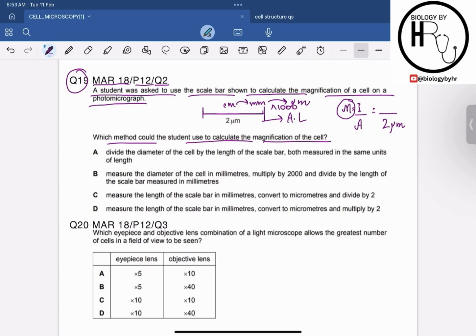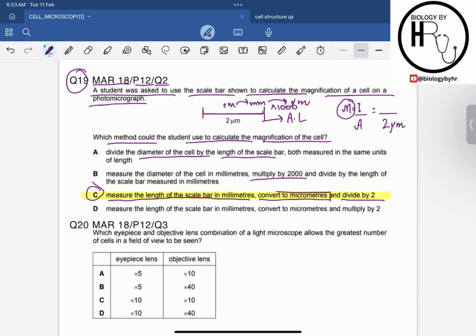I think I have seen the correct answer, which is measure the length of the scale bar in millimeters and then convert it into micrometers and divide it by 2, right? We will convert the image length into micrometers, and then we are going to divide it by 2. So we are going to get our correct answer, right? So hence the correct answer for this MCQ is option C. Obviously options A, B and D cannot be our correct answer because they are saying to divide the diameter of the cell by the length of the scale bar. No. Measure the diameter of the cell in millimeters, multiply by 2000.